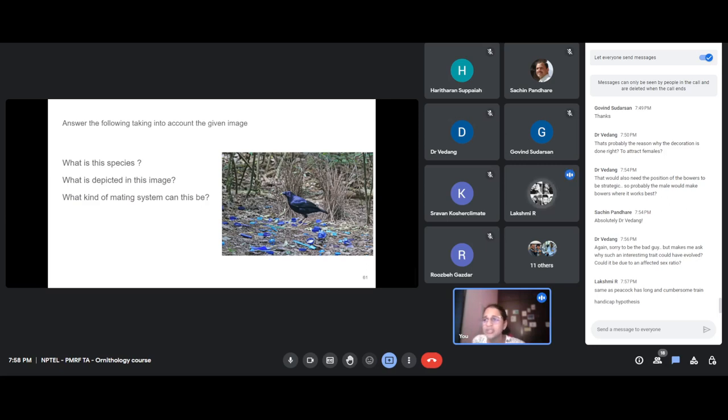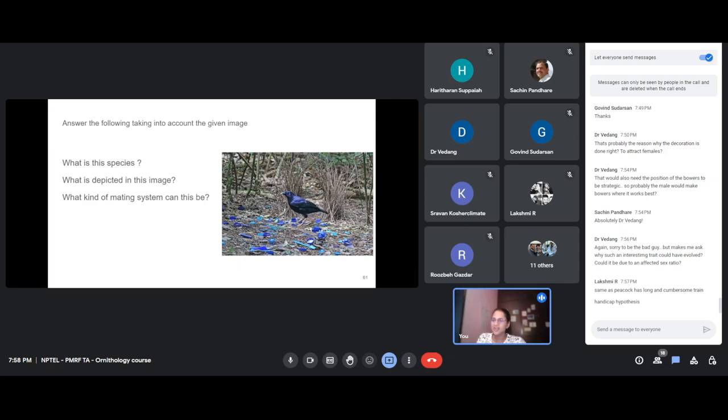I'm not sure what an affected sex ratio is. I think you meant skewed. No, I was just trying to ask if in a previous generation, probably a long time ago, there was a lack of females in the area, so the males tried to woo as many females as possible by designing bowers and making them attractive using such materials.